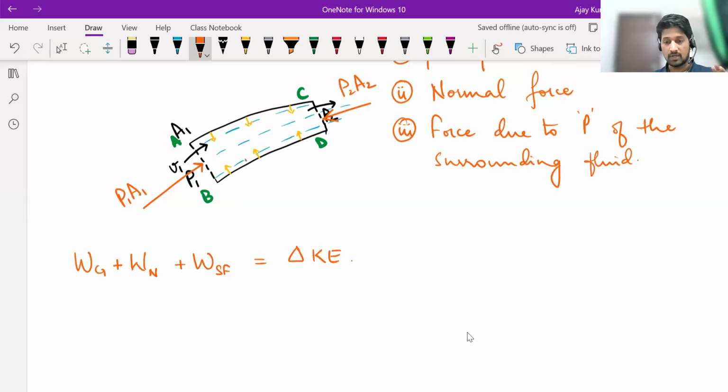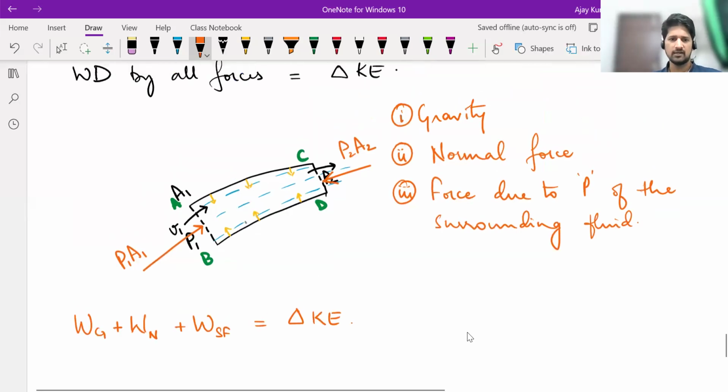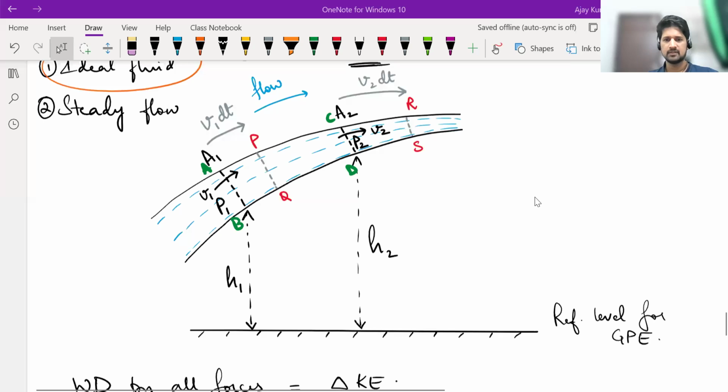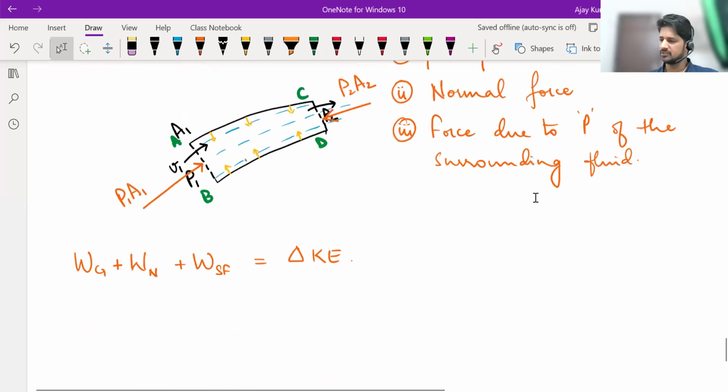Now we'll have to write expressions for each of these. You all think carefully and tell me, will any of these be zero? Will the work done by any of these forces be zero? I'll give you a minute, think about it. Visualize the flow and think carefully if the work done by any of these forces will be zero. Do you think the work done by any of these forces will be zero?